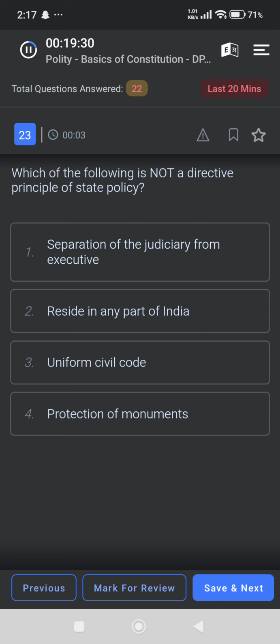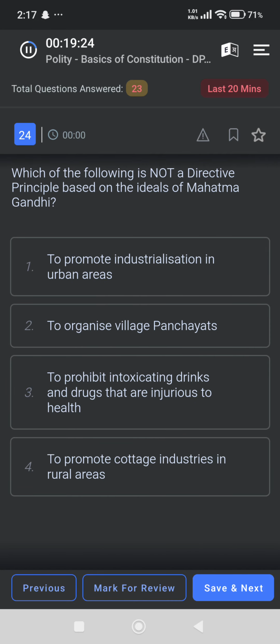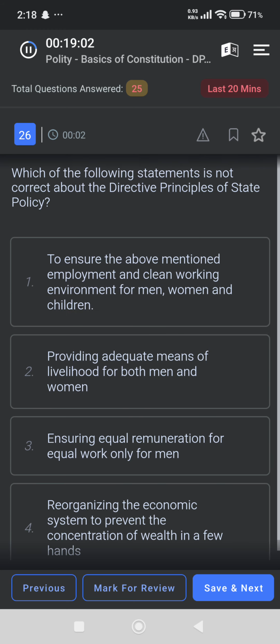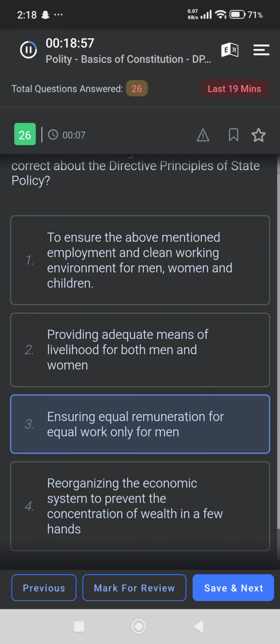Which is not a DPSP? To reside in any part of India. Which is not a directive principle based on the ideals of Mahatma Gandhi? To promote industrialization in urban areas. Which country's constitution was the inspiration behind this? The Constitution of Ireland. Which is not correct about DPSP? Ensuring equal remuneration for equal work only for men. It is for both men and women.